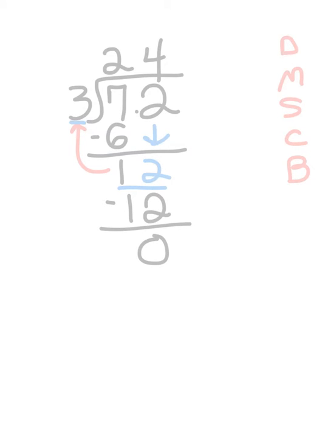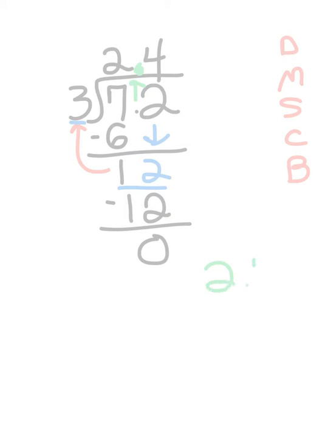Now, normally in our math that we've been doing, this would be our answer, just 24. But remember, there's a decimal in this. And what we do with the decimal is we bring it straight up. So we end up with 2 4/10 as our answer.